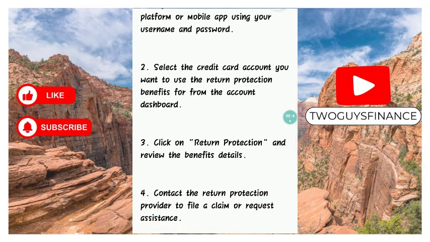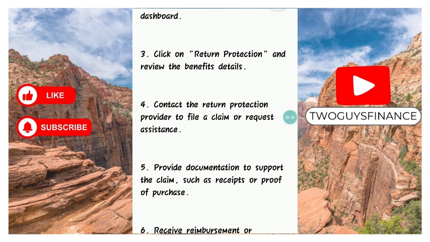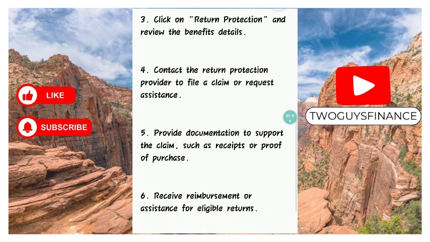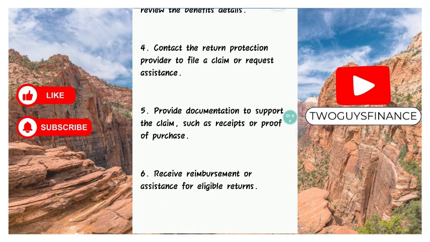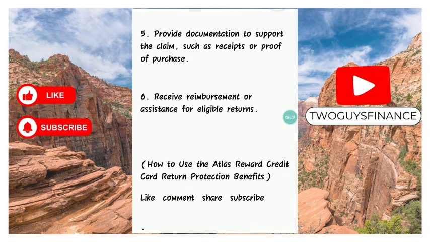Next, you're going to click on return protection and review the benefits details. And once that's fully reviewed, go ahead and contact the return protection provider to file a claim or request assistance. Now in that, you're going to need to provide documentation to support the claim, such as receipts or proof of purchase. Now once that's done, you're going to receive reimbursement or assistance for eligible returns. So yeah, that's pretty much it on how to use the Atlas Reward credit card return protection benefits.